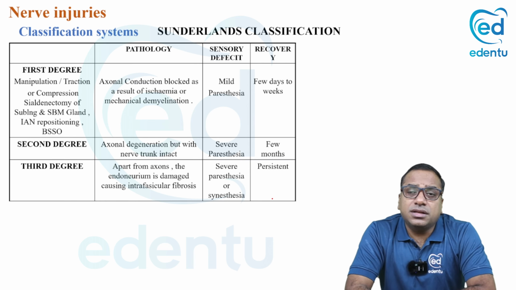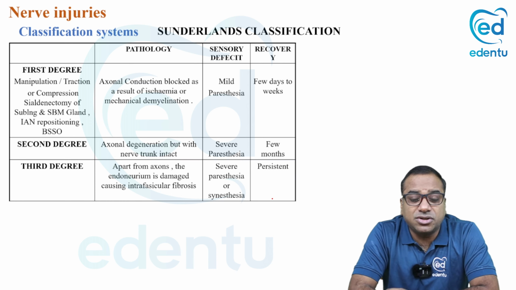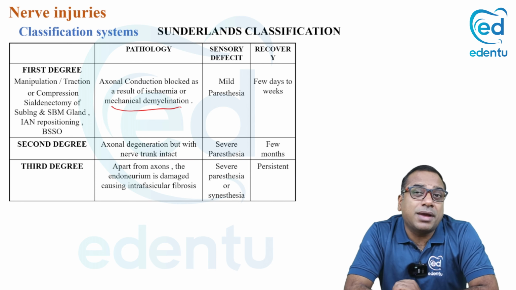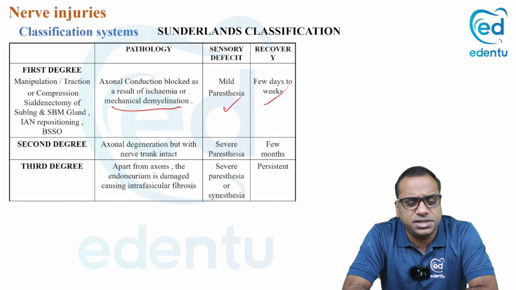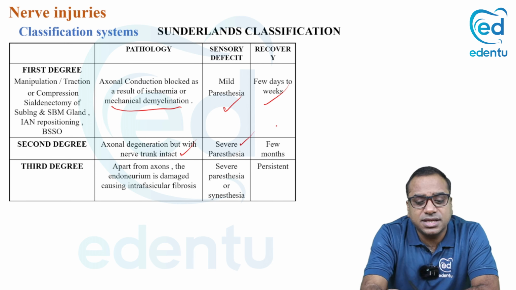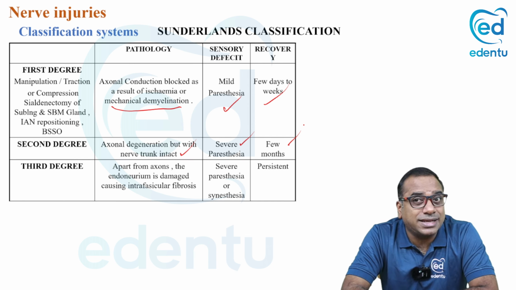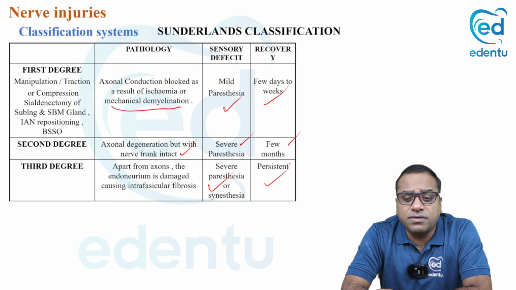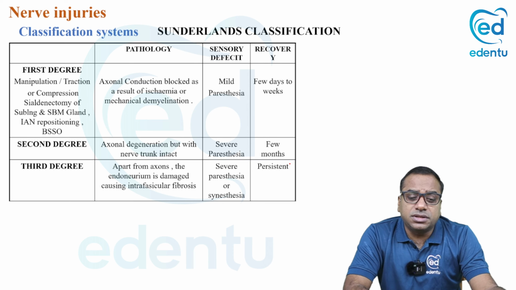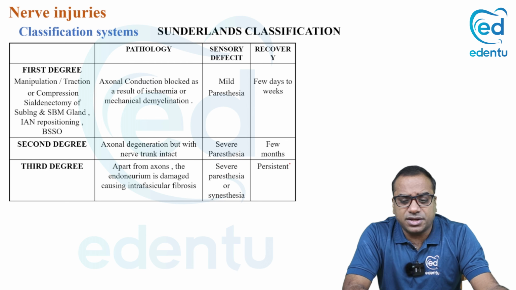The first degree is also called neuropraxia. Axonal conduction blockage as a result of ischemia or mechanical demyelination can occur. Mild paresthesia, it will recover in a few days to a week. Same thing, no change here. Second degree, axonal degeneration but with the nerve trunk intact, severe paresthesia, it will take a few months. Very simple. Third degree, that is your neurotmesis, cut and cut, severe paresthesia, and it is persistent for a very long period of time. So degrees 1 to 3 of Sunderland's classification are the same as Seddon's classification.